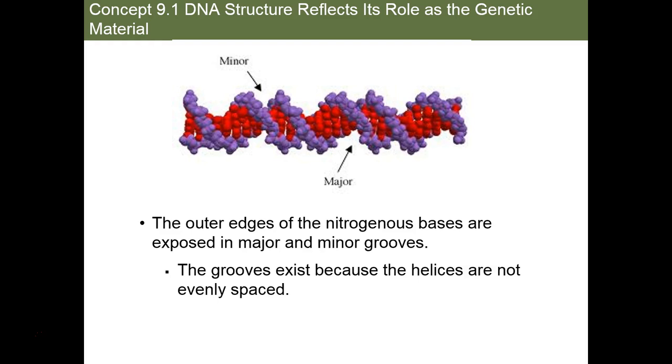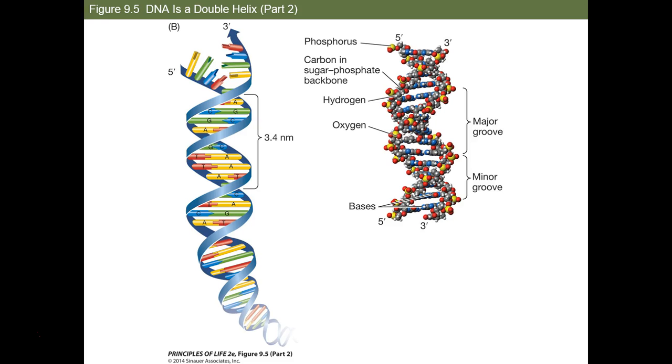The outer edges of nitrogen bases are exposed in what are called major and minor grooves. These grooves exist because the helixes are not evenly spaced. On the right, you can see a molecular model of DNA. You can see the major and minor grooves on the molecule. These grooves are important for the attachment of enzymes that will help to replicate and transcribe DNA, as we will see later in the chapter.